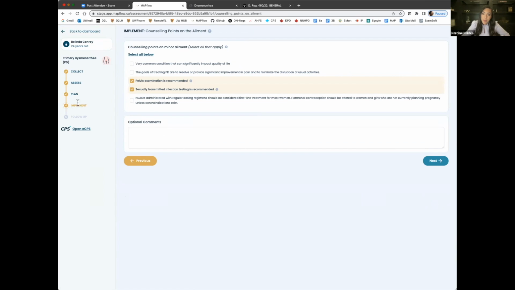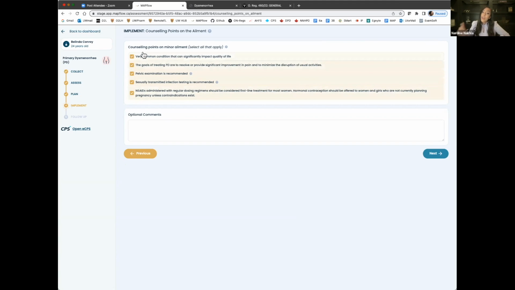Next, we're in the implement stage. So we have counseling points on the minor ailment itself. Because I indicated that pelvic exam has not been done, that's been checked off. STI testing is now recommended. That's checked off, and that'll go straight in my documentation report and flag it for the primary care provider. These are other things. If I want to counsel on them, you can select them all, and then the patient will get a report at the end that will have all of these things listed there as well.